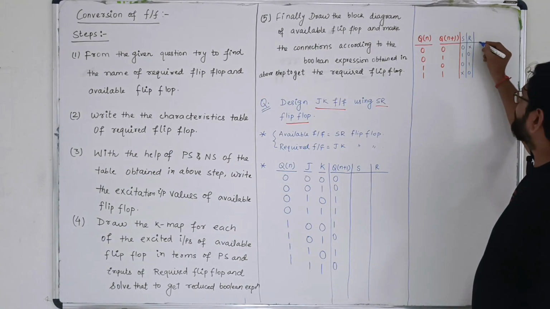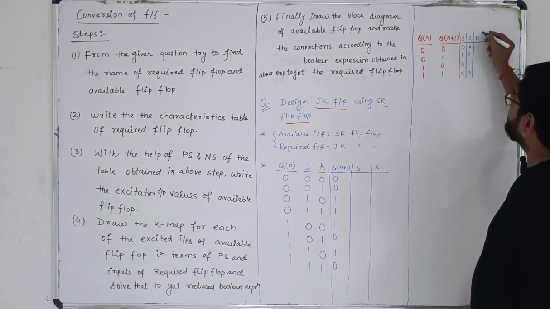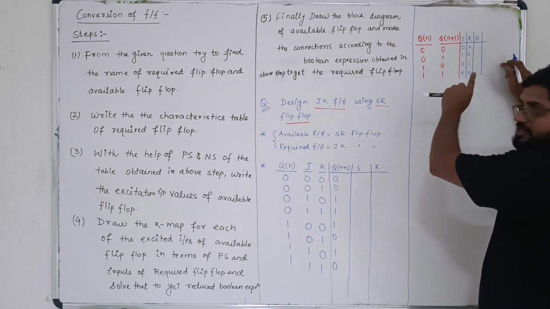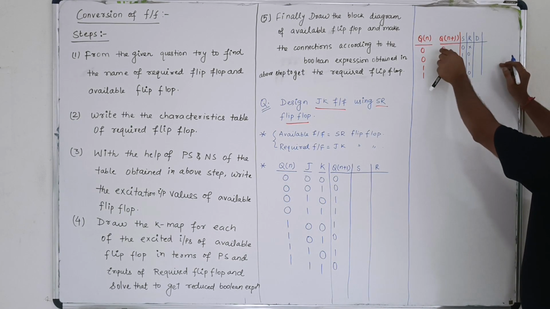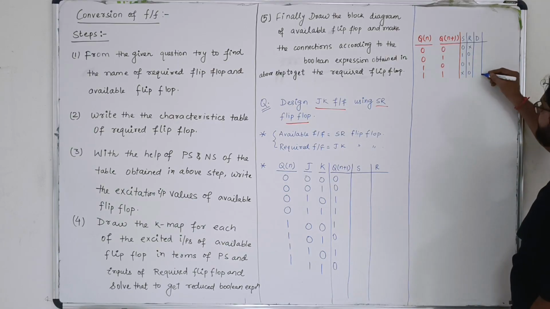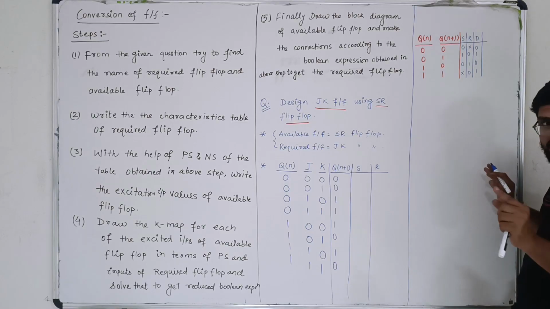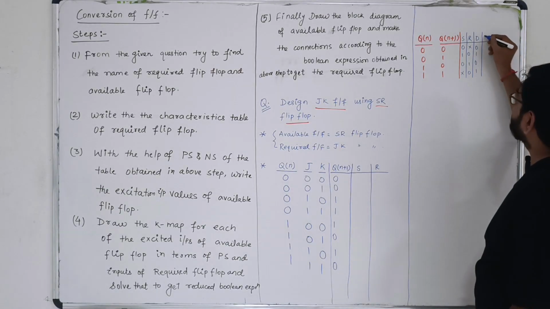After that, we have to go for D, the excitation of D. Just remember this: the excitation of D is the same as Qn plus 1. So it is 0, 1, 0, 1. Done.